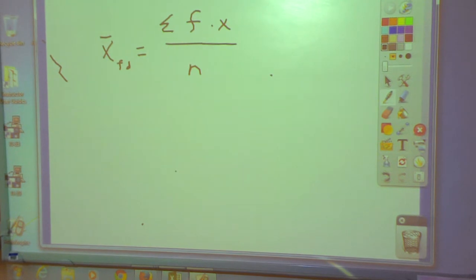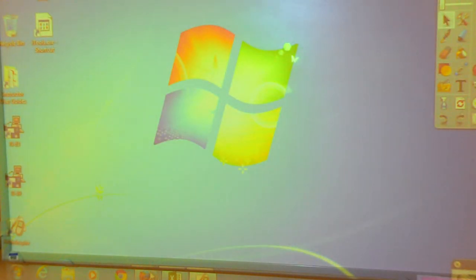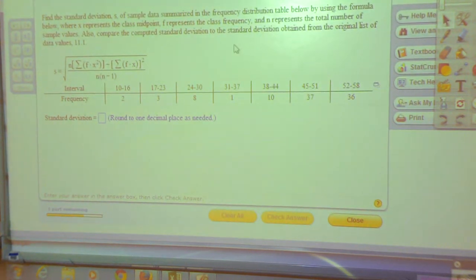All right, I'm just going to do this. We need N. Can somebody tell me what N is? All the numbers added up. So add up all those numbers, and that's going to be your N. So you've got N. Now you have to have F. Well, F is frequency, so you've got your F. But what is X? Anybody know what X is? X is the midpoint.